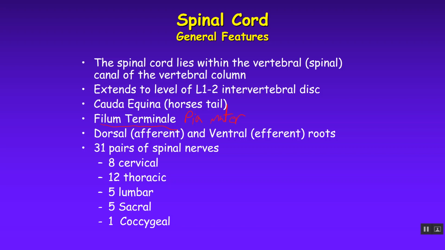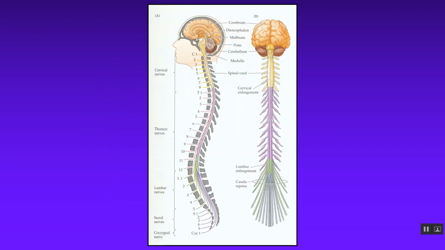You have 31 pairs of spinal nerves. There's the breakdown, just showing you here. So here's the picture on your left. There is a mid-sagittal section through the spinal column and the spinal cord. And you can see here where the tip of the spinal cord is. It actually ends at the L1, L2 disc space. It can vary by a few millimeters in that area, but for most people, it ends at the L1, L2 disc space.